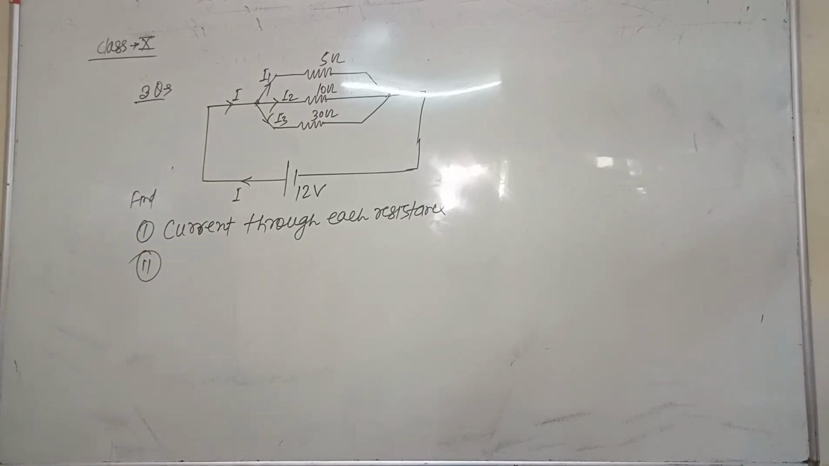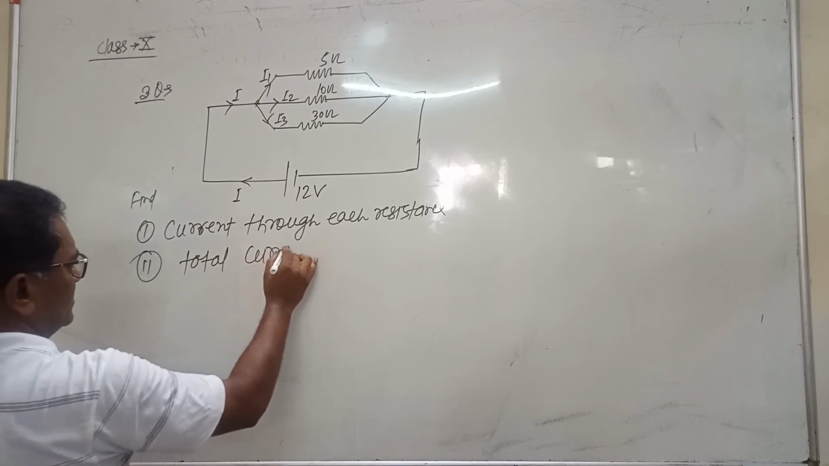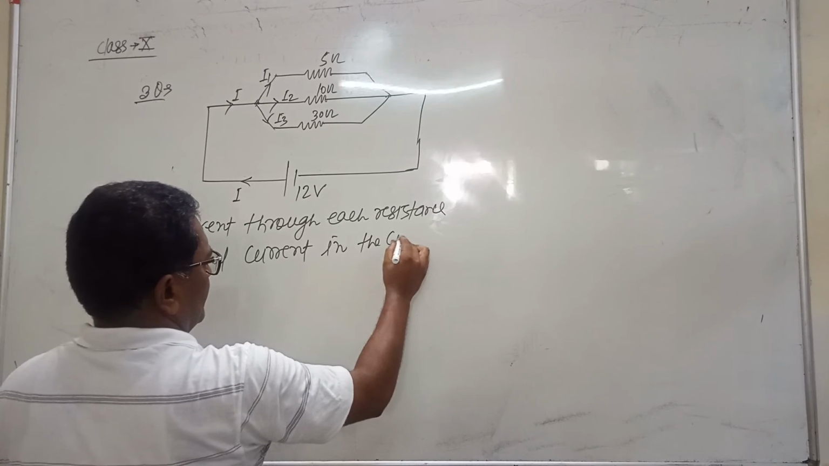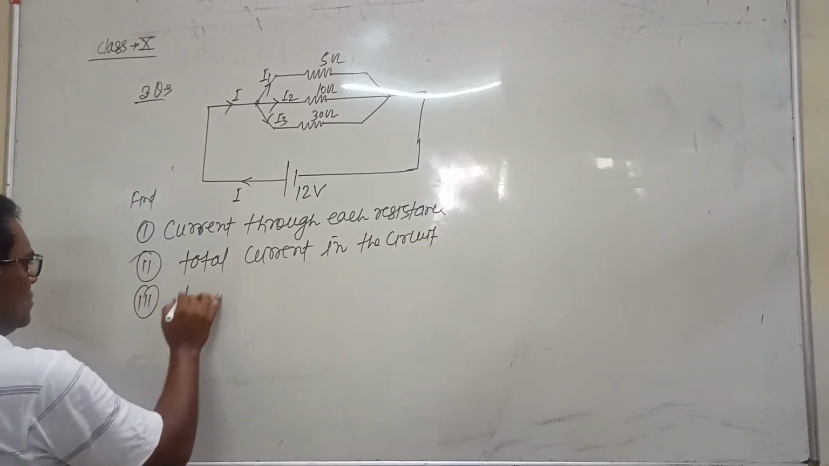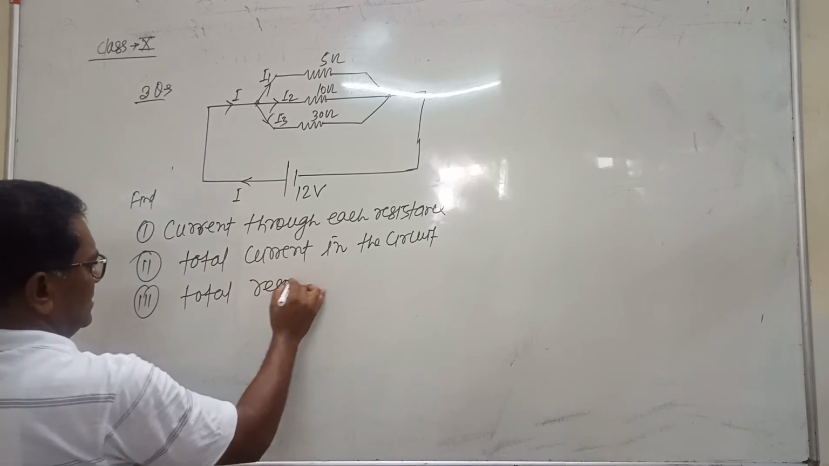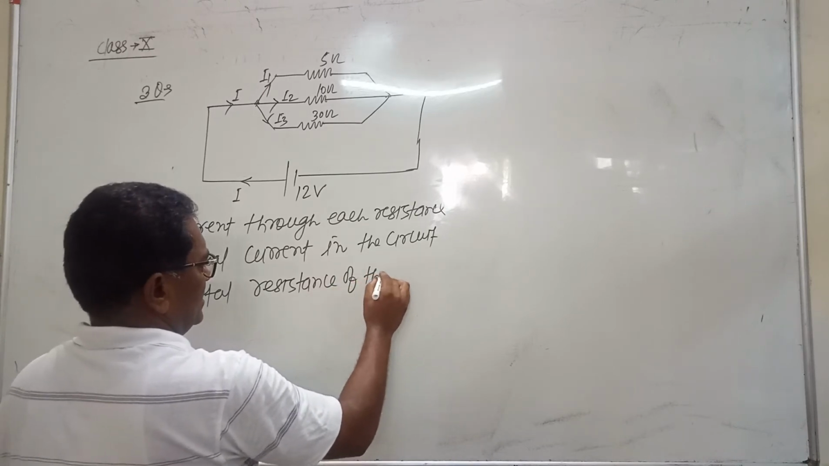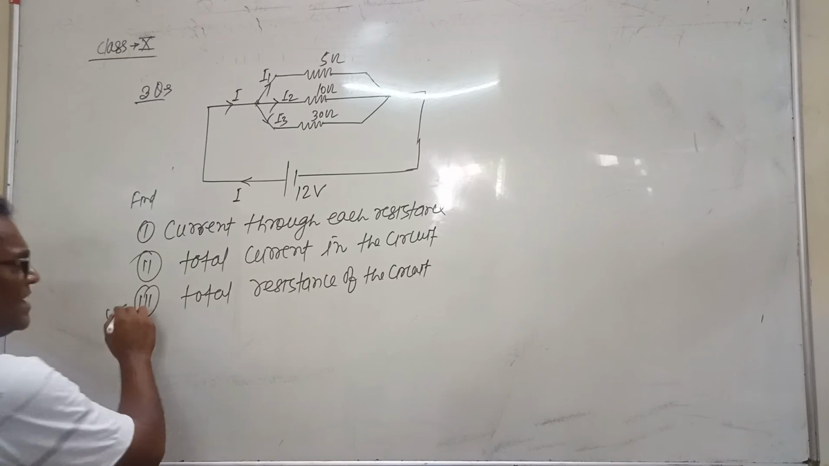Second, the total current in the circuit. And third, the total resistance of the circuit. So firstly, we will calculate the total resistance.